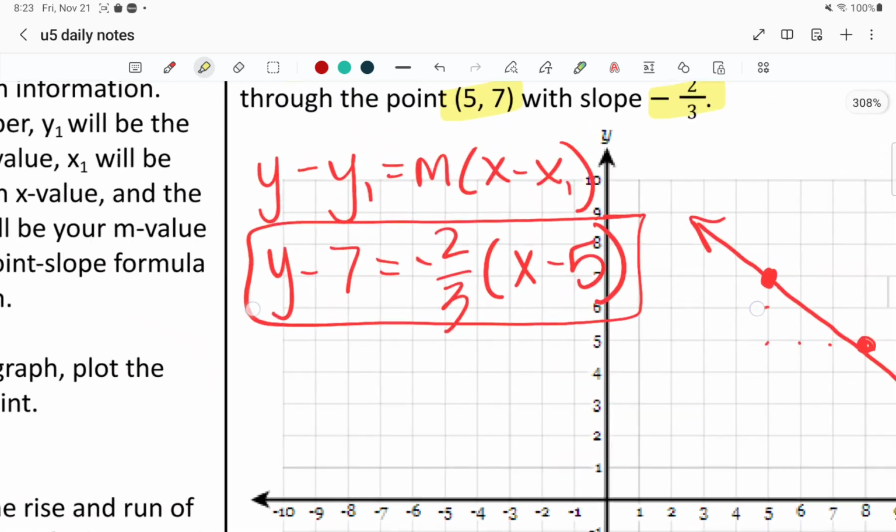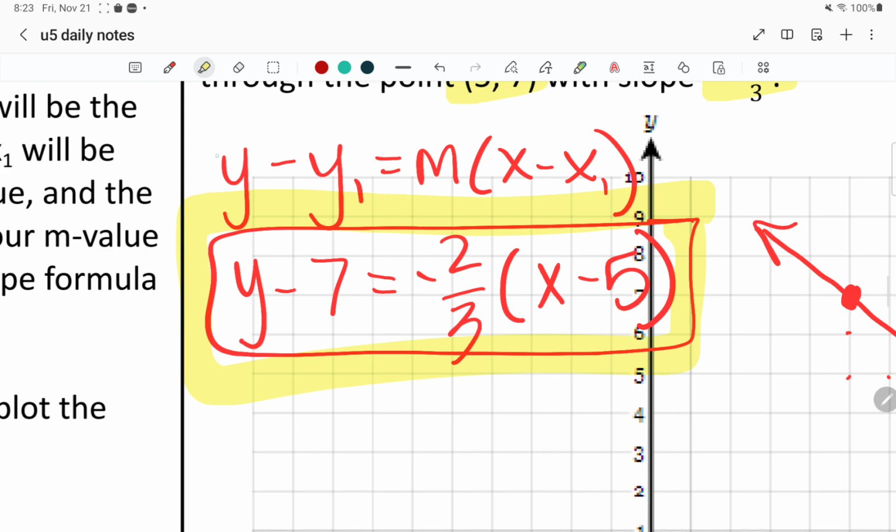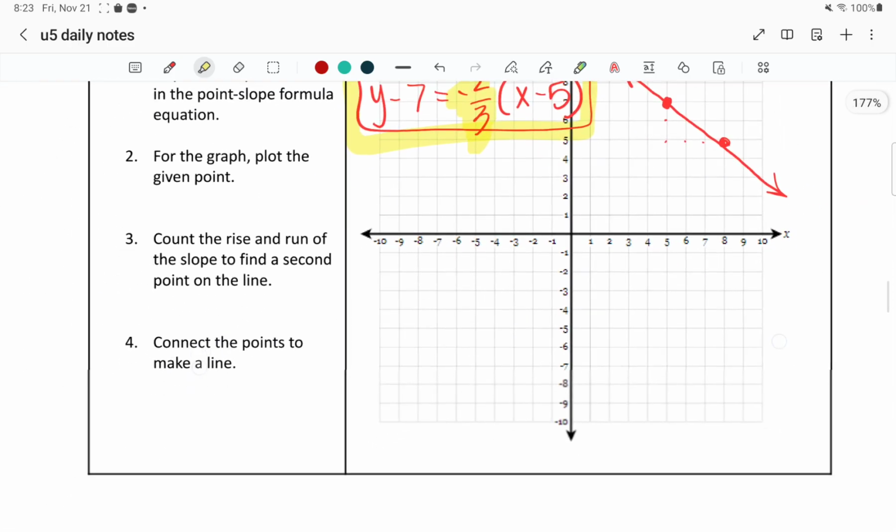When we did point slope form last class, we made this formula, and I can look back at what my original formula was, and I can say negative 2/3 was the slope. I can pull that out of my formula, and I know that that is the slope. We cannot do that in standard form.